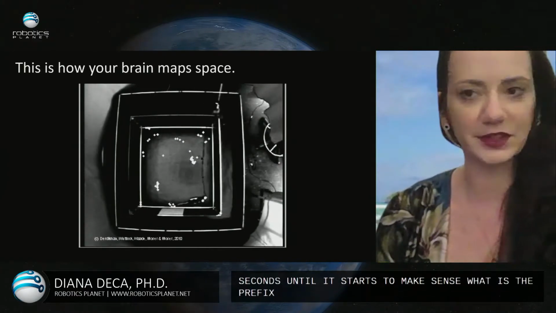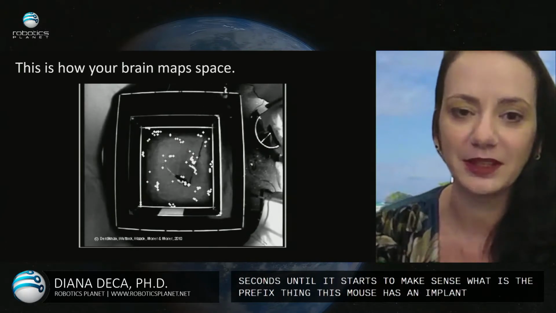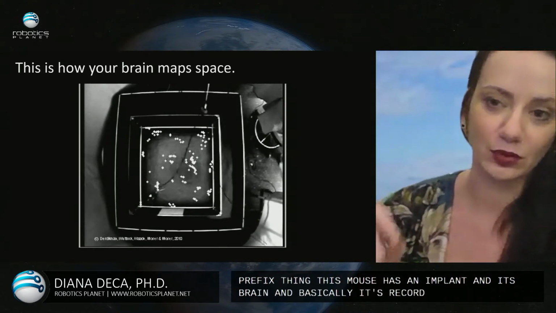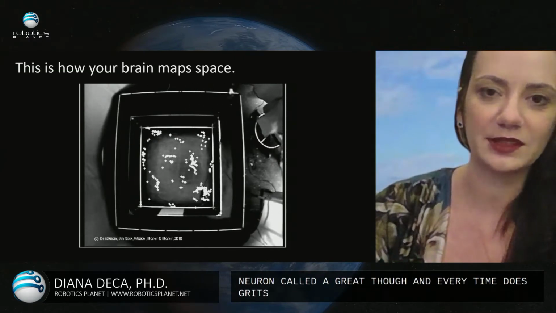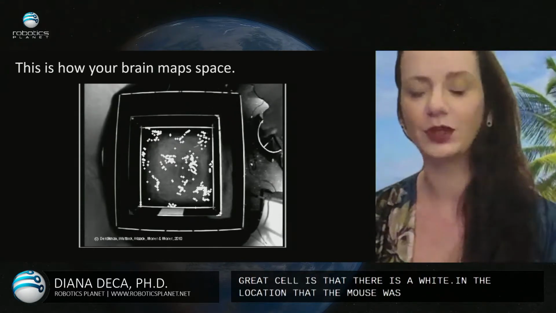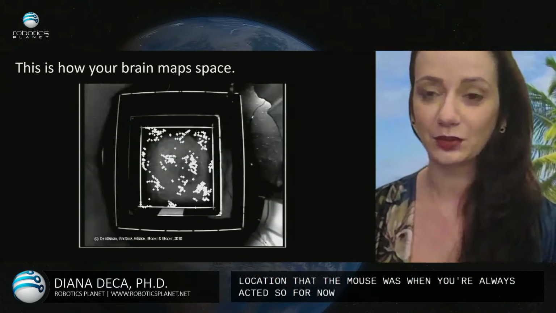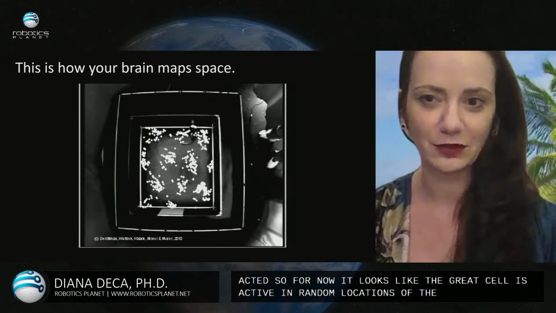So just to briefly explain, this mouse has an implant in its brain, and basically it's recording from a single neuron called a grid cell. And every time this grid cell is active, there is a white dot in the location that the mouse was when the neuron was active. So for now, it looks like the grid cell is active in random locations of the box.